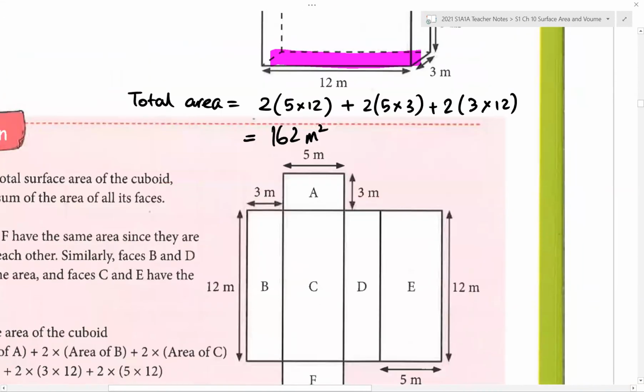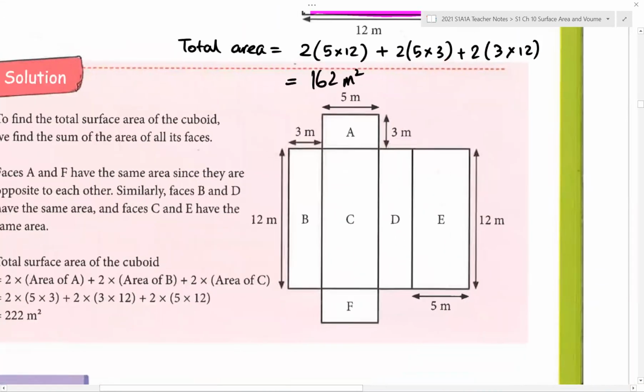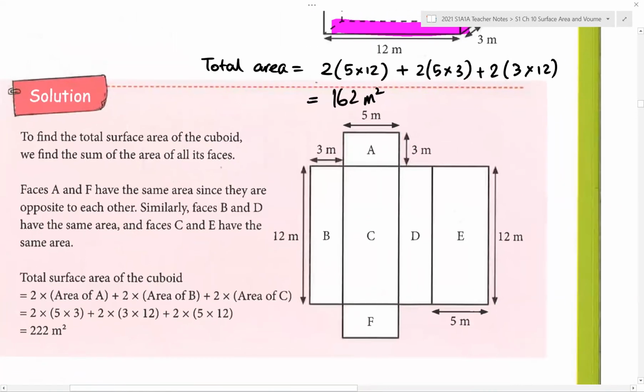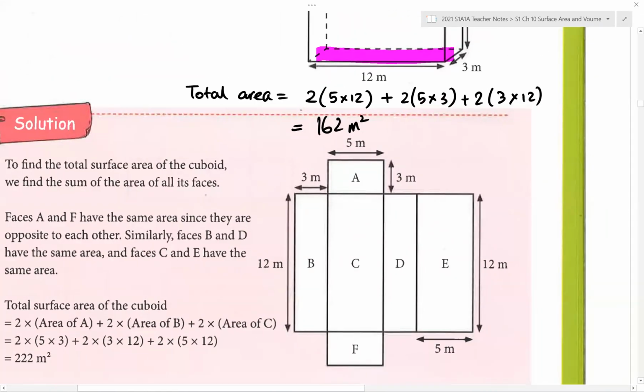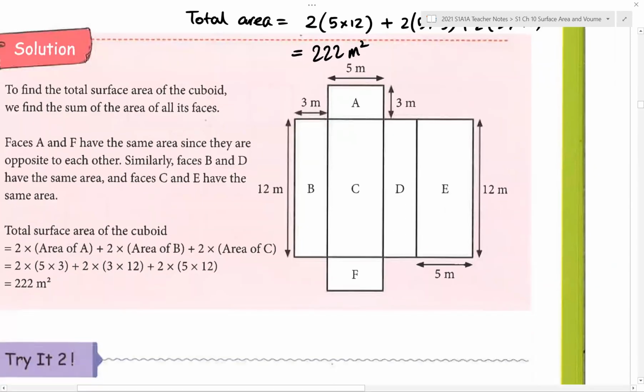Okay, so here we have it. I made a mistake. Sorry, I made a mistake in my calculation. It is actually 222. Okay, know how to calculate the total surface area already? For cube and cuboid, they are actually very similar.